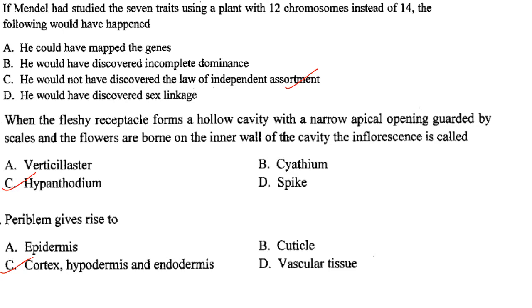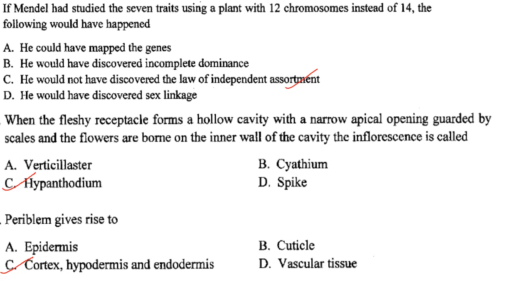Next one. When the fleshy receptacle forms a hollow cavity with a narrow apical opening guarded by scales and the flowers are borne on the inner wall of the cavity, the inflorescence is called. It is called hypanthodium. Answer is option C.